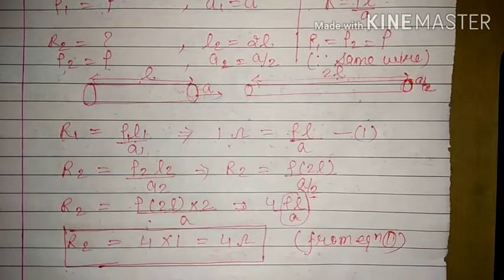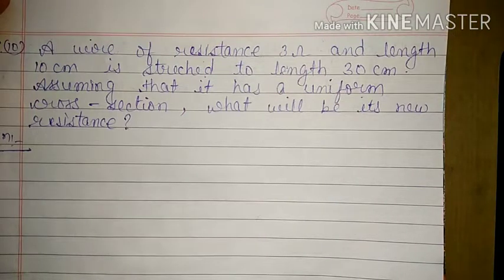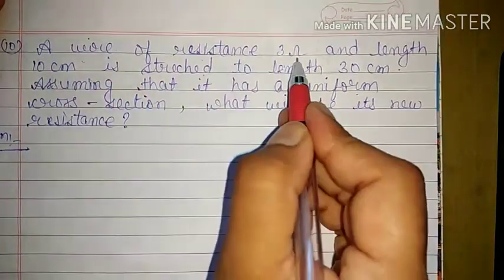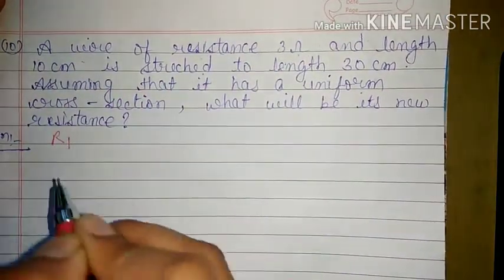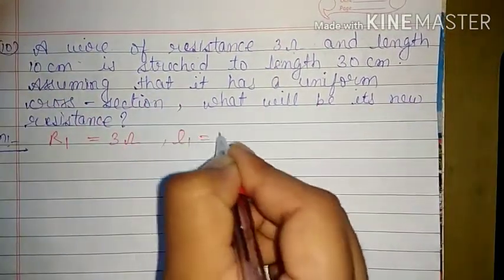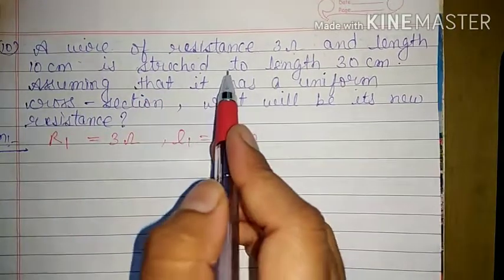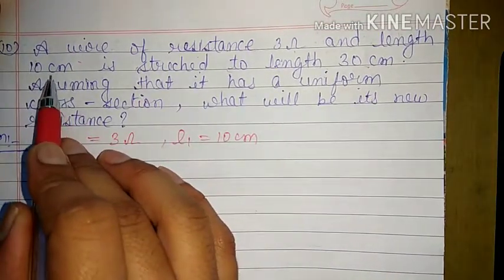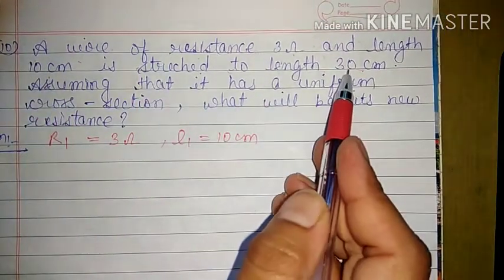This is our next question. Question number 10. A wire of resistance 3 ohm and length 10 cm is stretched to length 30 cm. Assuming that it has a uniform cross section, what will be its new resistance? This time also we have to find out the new resistance. So what is given? A wire of resistance 3 ohm. Let that resistance be R1, which is equal to 3 ohm, and length L1 is equal to 10 centimeter, stretched to length 30 centimeter. That means from 10 centimeter we have increased its length to 30 centimeter.